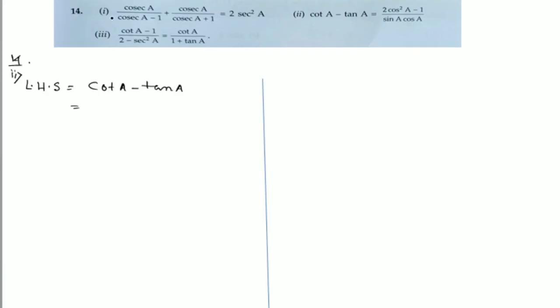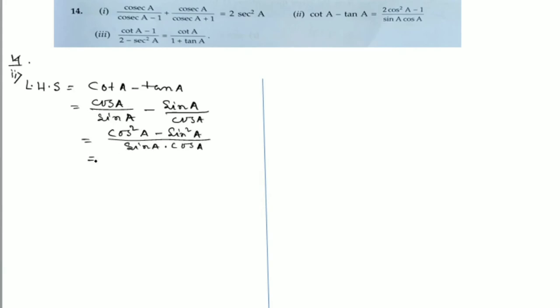Next number 14.2, and the problem is cot A minus tan A is equal to 2 cos square A minus 1 divided by sin A into cos A. So left hand side, I have written it here: cot A minus tan A. We can write it as cot A means cos A divided by sin A. Okay. Tan A means sin A divided by cos A. So here LCM will be sin A into cos A. So cos A into cos A, it will be cos square A. We can write it as cos square A minus sin square A.